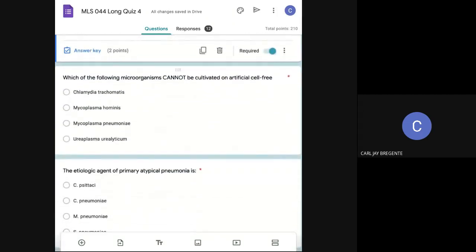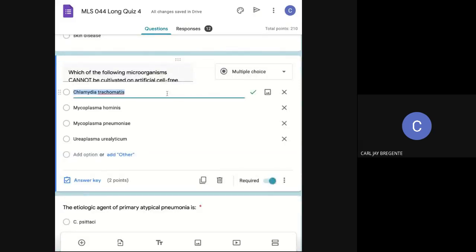Which of the following microorganisms cannot be cultivated in artificial cell-free media? That is Chlamydia trachomatis, because Chlamydia trachomatis should be cultured using cell lines such as HeLa cells. It should be cultured in a cell line; it will not grow on an ordinary culture medium.